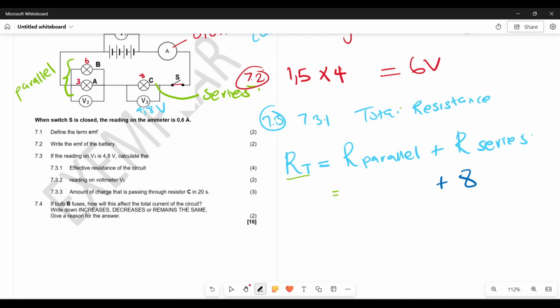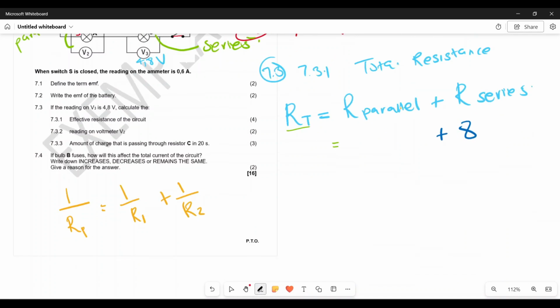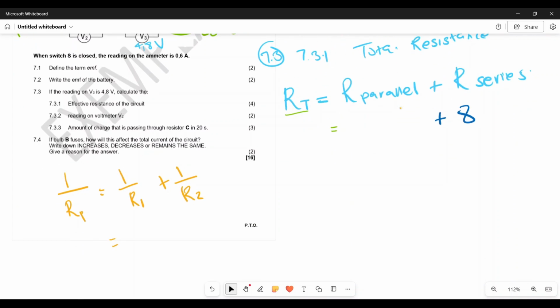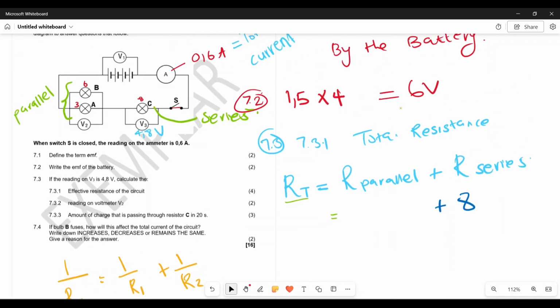Remember, how do you calculate resistance when resistors are connected in parallel? You need to make use of this formula, 1 over RP, which is your parallel, equals 1 over R1, depending on how many resistors you have. Here I have 2, so it will be 1 over R1 plus 1 over R2. Now, my R1, my resistor 1, which I could make resistor A, is 3, so 1 over 3. So 1 over RP is equal to 1 over 3 plus my resistor 2, which is 6.